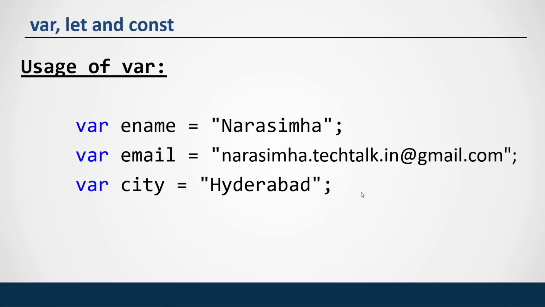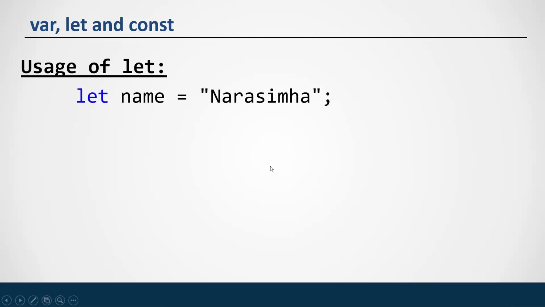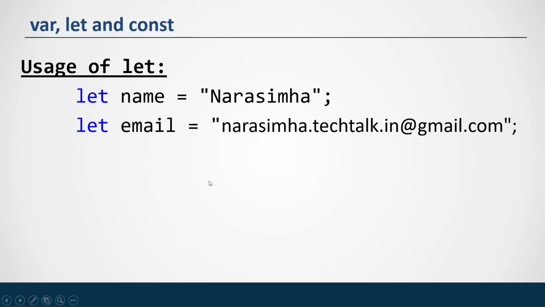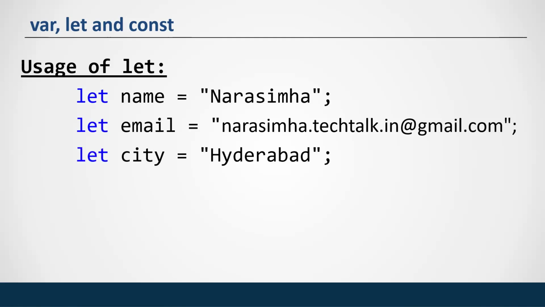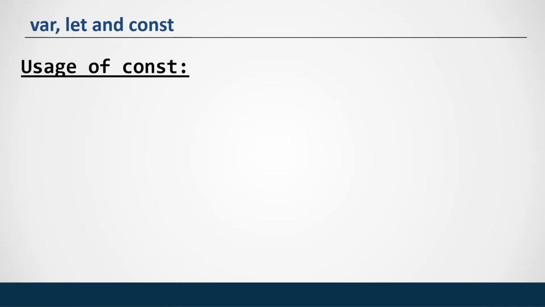Similarly, we'll also explore how the let keyword is used. So let name, let email, let city equal to Hyderabad. It's almost the same as var. The only thing is that you change the keyword: instead of var, use let. Very simple. Now move on to the third one, constant. First I just want to show you how we can make use of these keywords to declare variables. And the third one is constants.